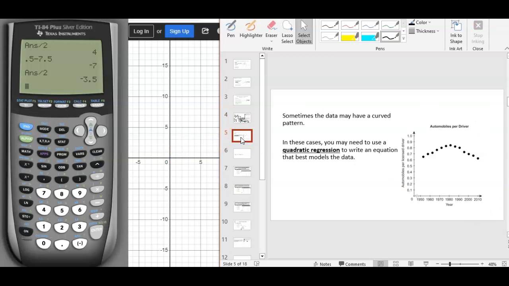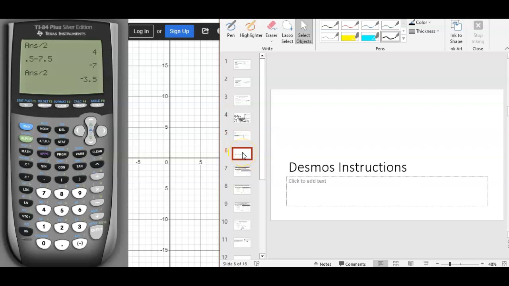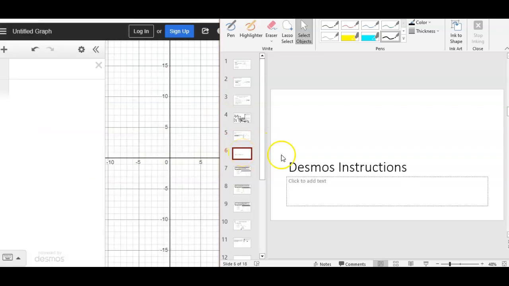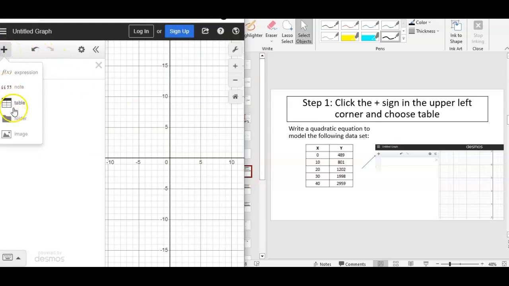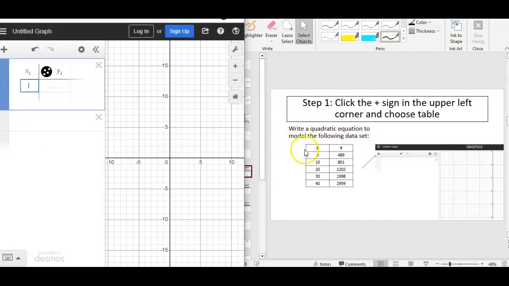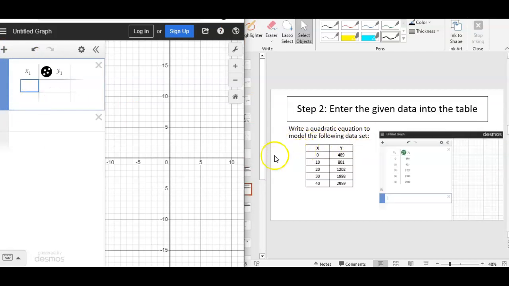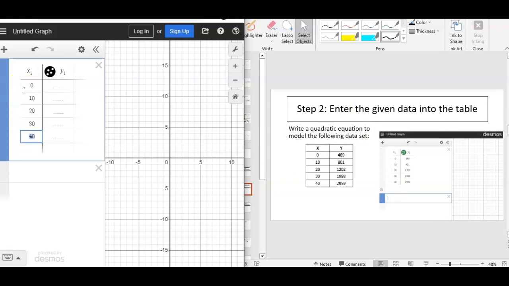So sometimes the data that we look at in a scatter plot may have a curved pattern. So in these cases, you'll have to use a quadratic regression to write an equation that best models the data. So let's look at the instructions for how to do quadratic regressions in Desmos. So to do this, you're going to click the plus sign in the upper left-hand corner and choose Table. So let's write a quadratic equation to model this data given here. So now you're going to enter the data into the table, so the x values and the y values. Notice that Desmos tries to predict the next value. If their prediction is inaccurate, just keep typing and it'll just overwrite it.